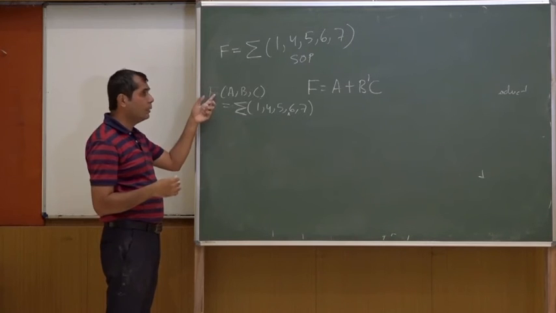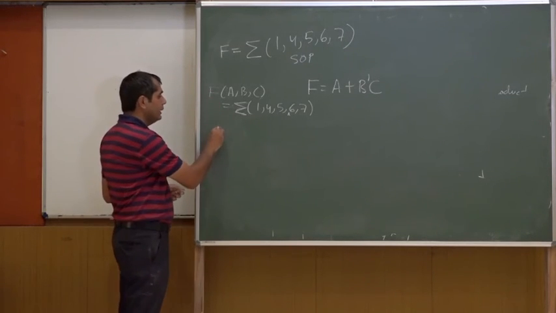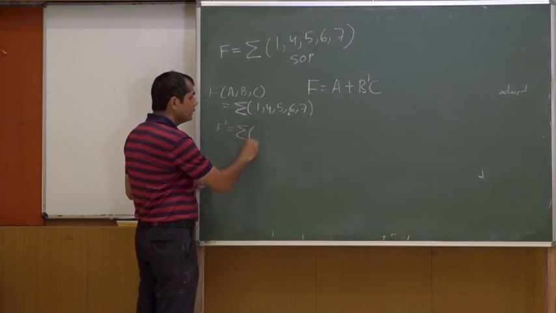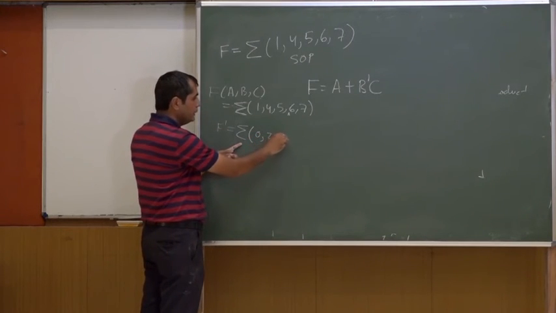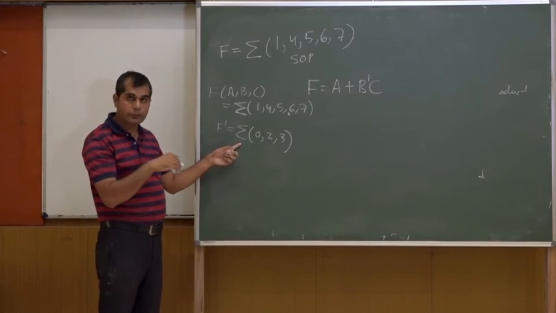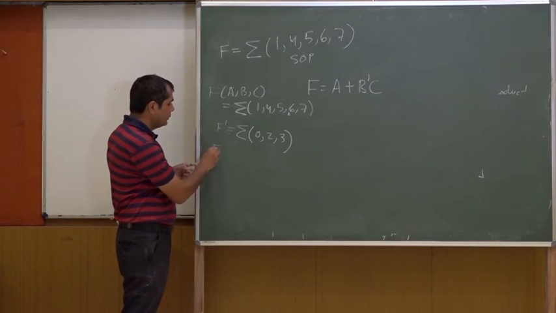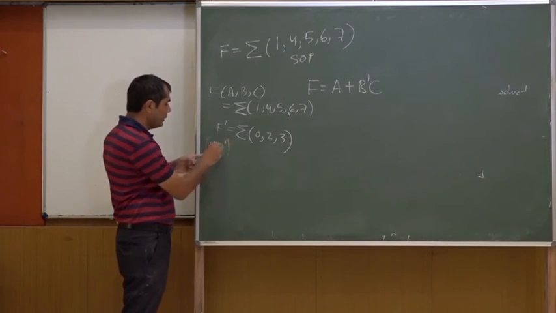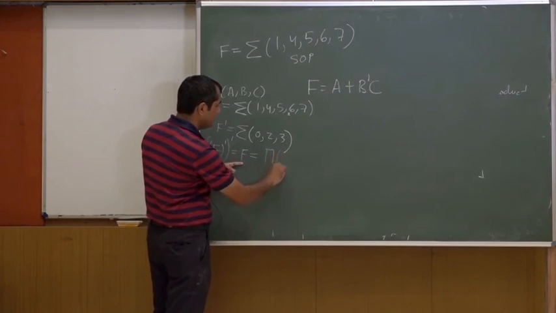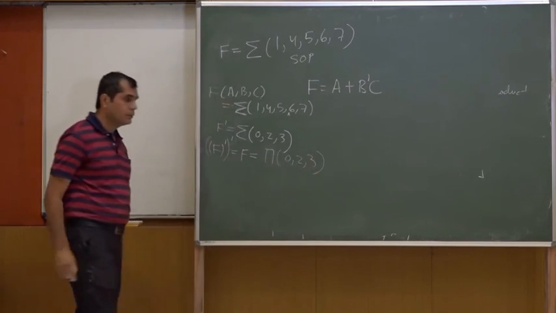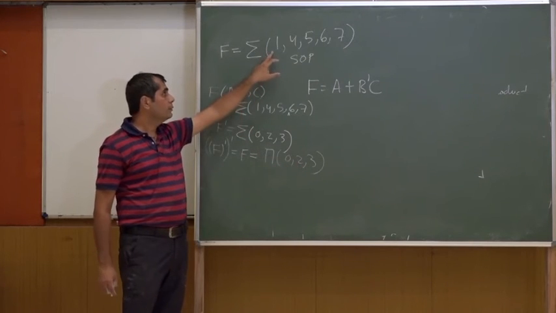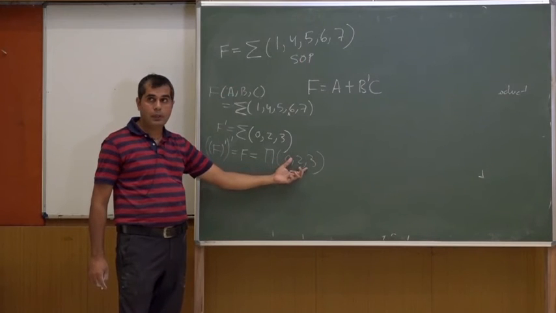So you can do the same. First you take the complement of this f, and the complement of this f can again be written using the min terms, and the min terms will be 0, 2, 3. And then take the complement of the complement, you will get the original function back. So the complement of f complement, or f prime, gives you f, and then this f is equal to product of 0, 2, 3. 0, 2, 3 refers here to the max terms. These 1, 4, 5, 6, 7 were the min terms. 0, 2, 3 are the max terms here.